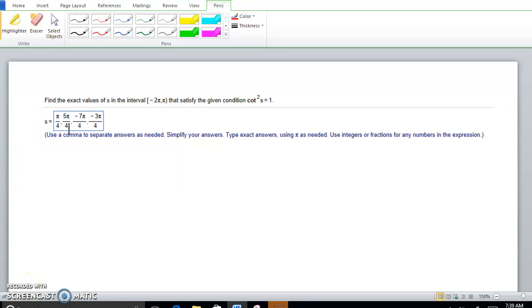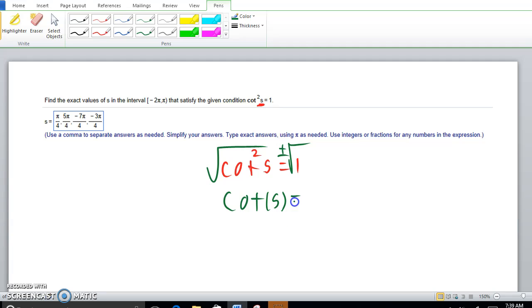Okay, so on this first one that you sent me, what we want to do here is figure out what values will give us 1 right here. But first, we want to take care of the square root. So let's see, we've got cotangent of s squared is equal to 1. So when we square root, we have to put a plus or minus right here. So now we're looking for where cotangent of s is equal to plus or minus 1. And so we've got to find those points on the unit circle.